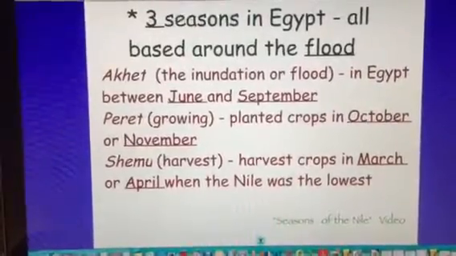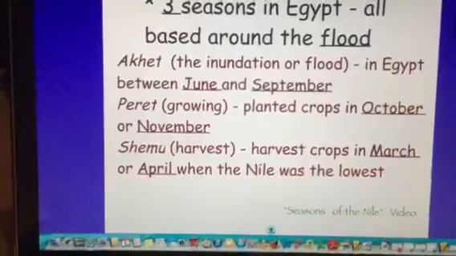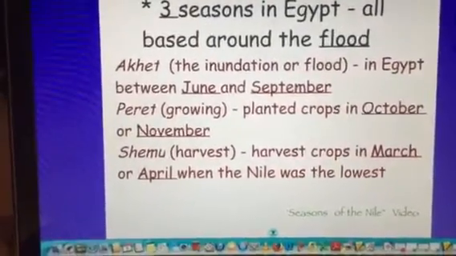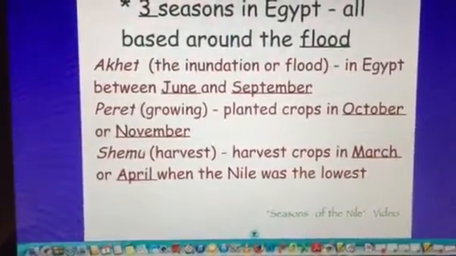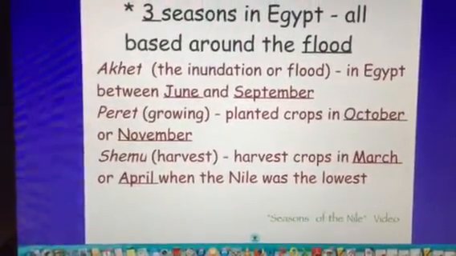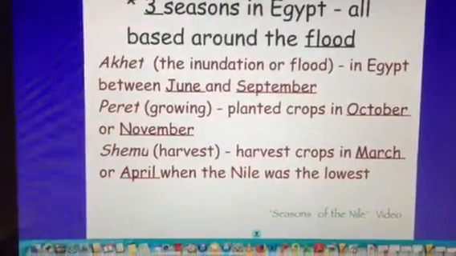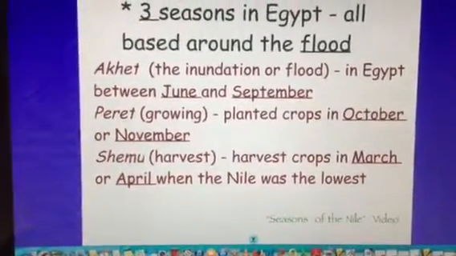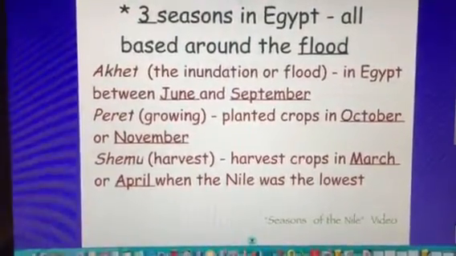There are 3 seasons in Egypt, all based around the flood. You have Akhet, which is the inundation or the flood in Egypt between June and September. Peret, which is the growing season. They planted crops in October or November. And then Shemu, which is the harvest season. That's when they harvested the crops in March or April when the Nile was at its lowest.